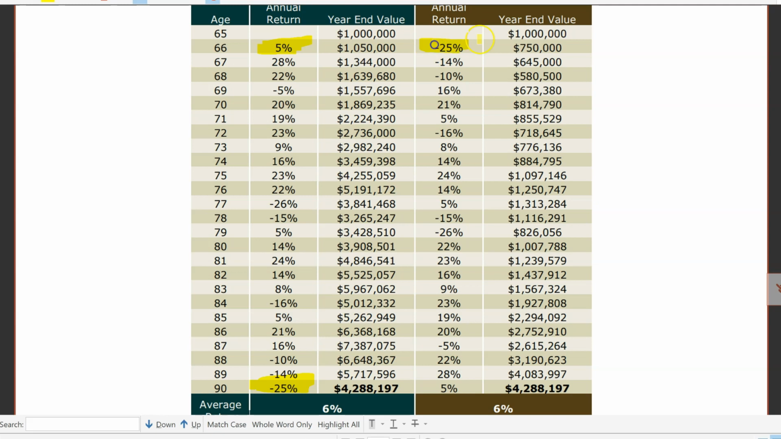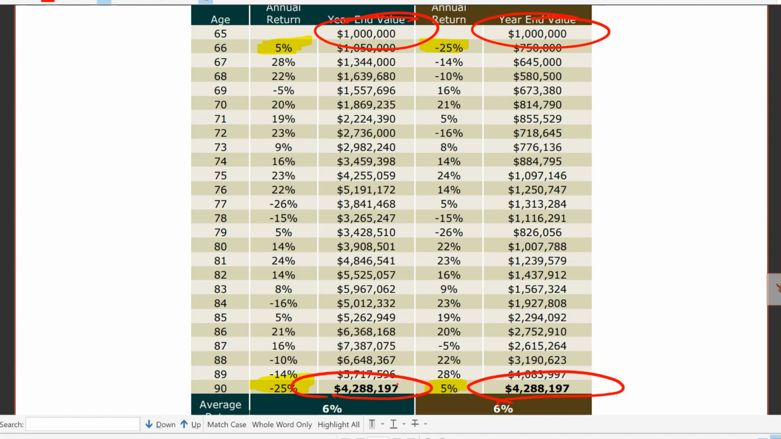So we're starting at negative 25 and we're ending at 5. And you can see that these are in the exact same order. They're just mirror images of one another. So what that results in is the exact same average rate of return at the bottom. They're both going to average 6% because it's the same set of numbers. And as a result, their $1 million over the exact same time period, given the same set of returns just in reverse order, grows to the exact same amount of money, $4.2 million.